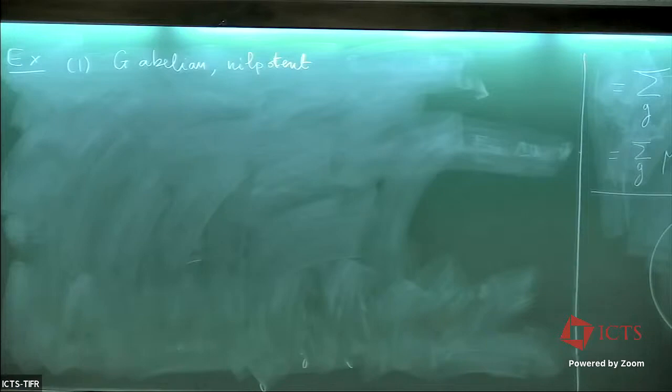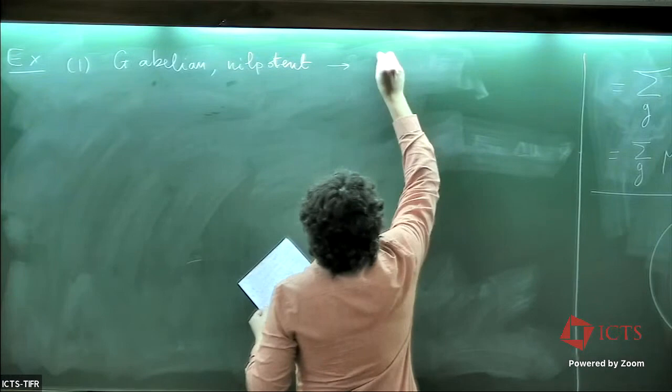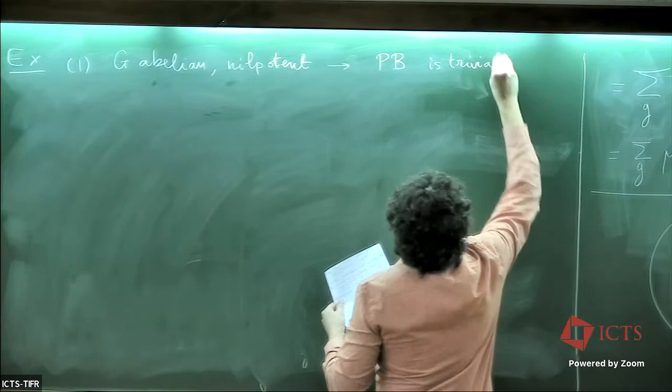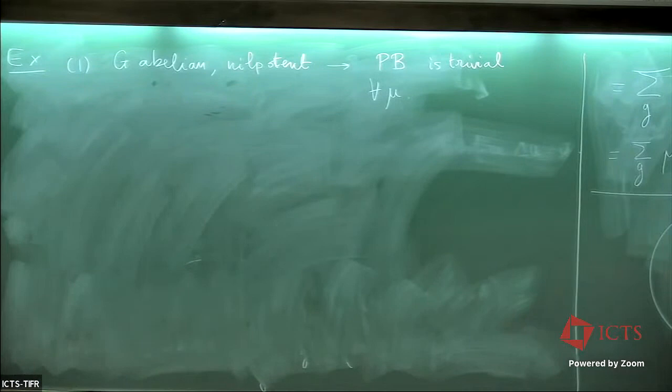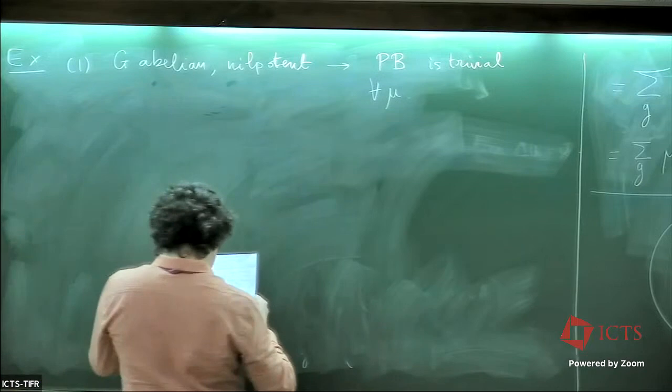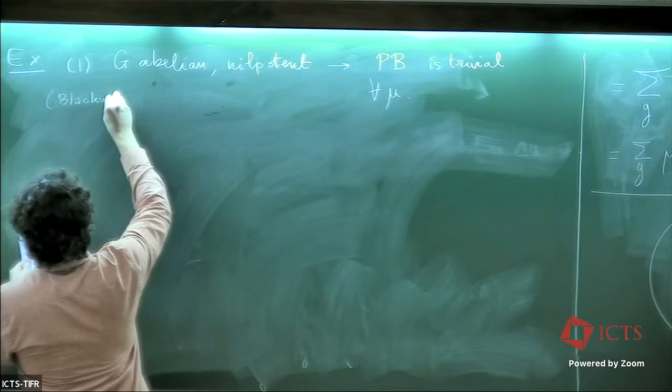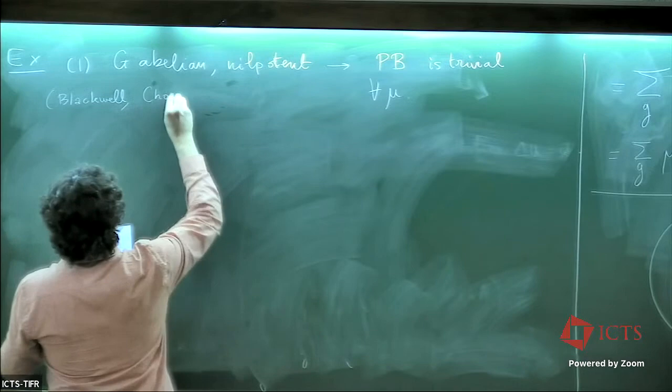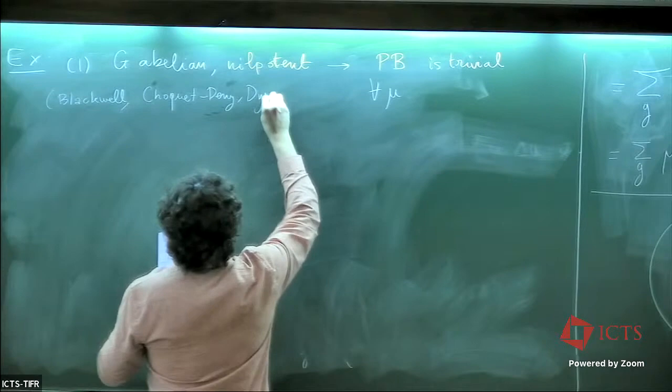But for infinite groups, if G is abelian or nilpotent, then the Poisson boundary, I will say PB, is trivial. And this is for any measure, okay? We always assume that the measure is generating, in the sense that the support of the measure generates the group as a semigroup, but other than that, for every measure. And this is given by several people: Blackwell, I think first, even if he didn't talk explicitly, but he started this, Choquet-Deny, Dynkin and Malyutov independently, I think.